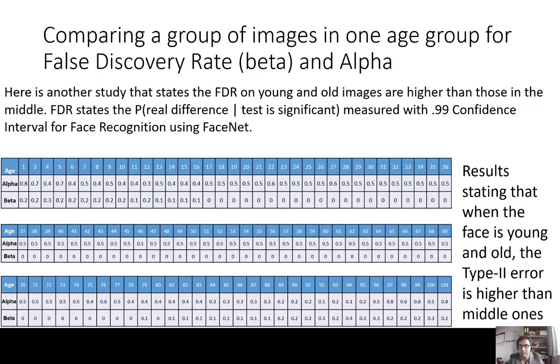The results state that when the face is young and old, the type 2 error is higher than the middle ones. So you can see it's a little bit higher on the edges, 1 to 16, then 0 in the middle, and on the right extreme edge it's actually a little bit higher. So alpha is a signal as well, which is varying. It's almost the same in the middle and higher at the ends.